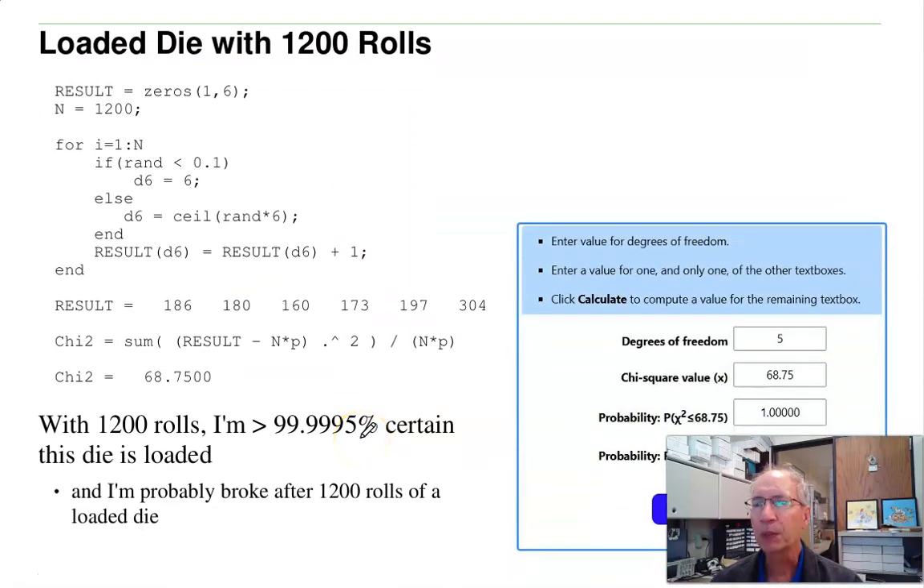If I repeat with 1,200 rolls, the chi-squared score is now 68. That makes it really obvious this is a loaded die. So with enough rolls, I can tell that the die is loaded. Of course, if this is a casino and I'm betting on it, after 1,200 rolls, I'm probably broke. At least I know why I'm broke.